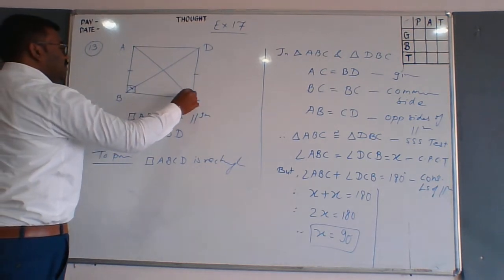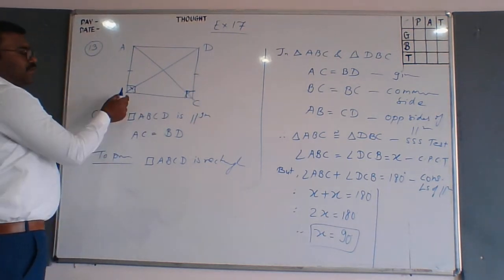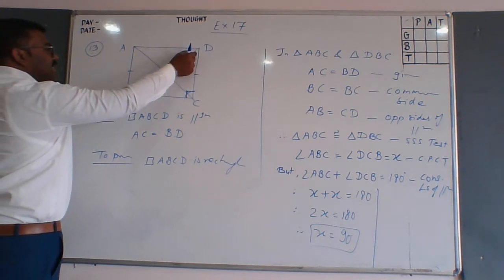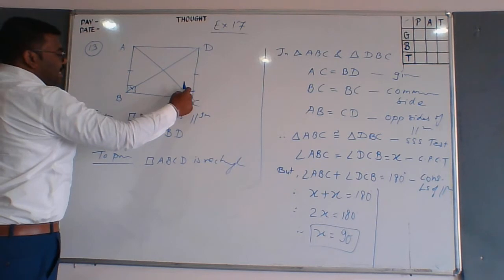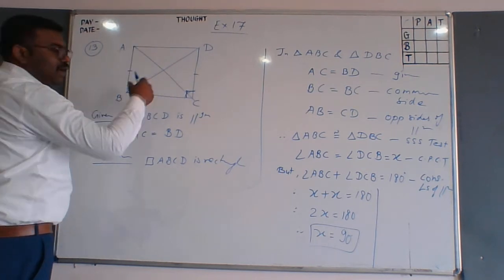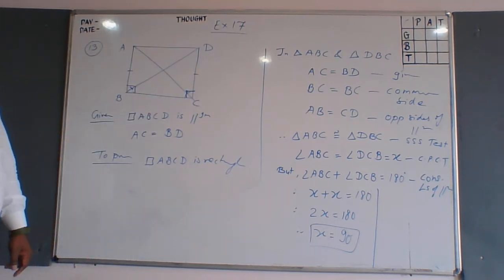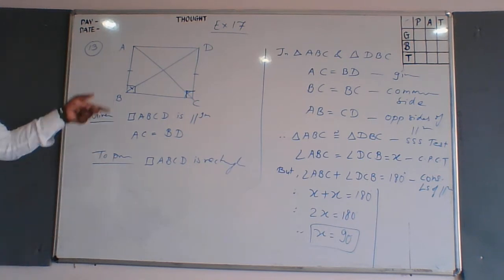This is 90, this is also 90. Correct? If angle B is 90, then angle D is 90 because it is a parallelogram. Opposite angles are equal. Also angle C equals angle A. Again same thing. Correct? So that means each angle is of 90 degrees, hence it is a rectangle.